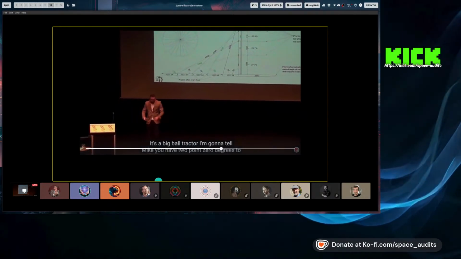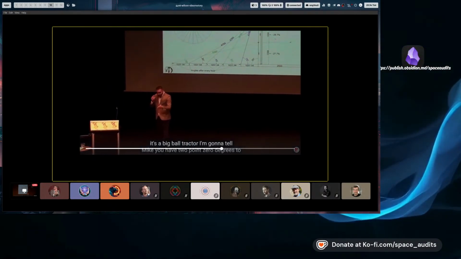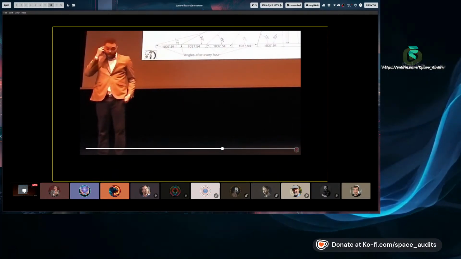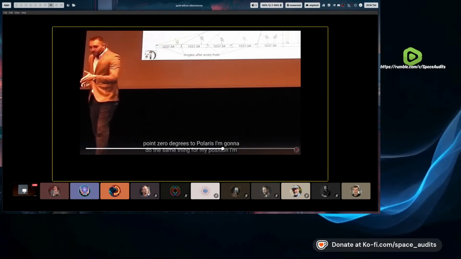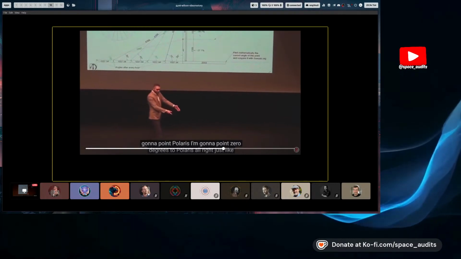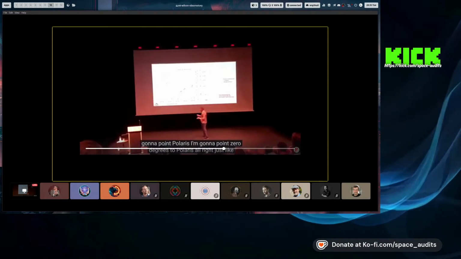It's a big protractor. I'm going to tell him, Mike, you have to point 0 degrees to Polaris. Do you know where Polaris is? Do you know what it is? Of course I know. I'm going to show him. You forgot it? All right, so you're going to point 0 degrees to Polaris. So I'm going to do the same thing for my position. I'm going to point 0 degrees to Polaris, just like in this drawing.